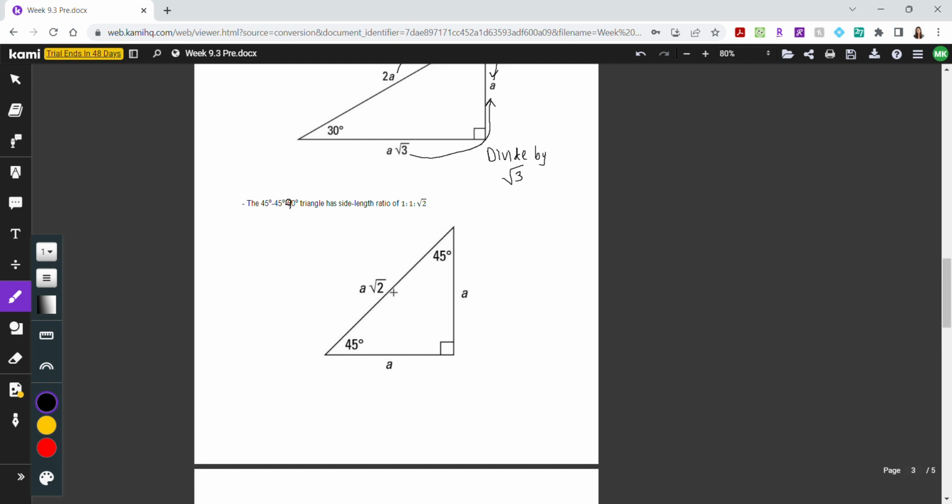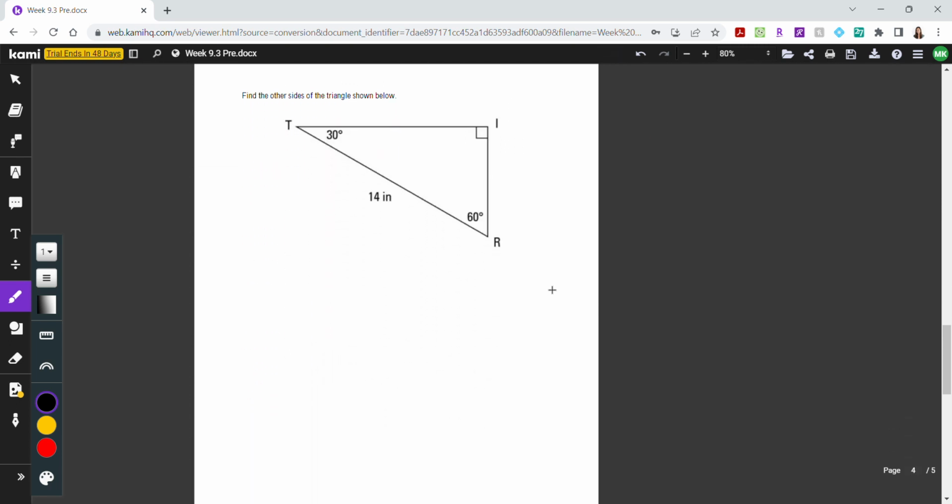Now, in order to find A given the hypotenuse, all we need to do is divide by square root 2. On the flip side, if we want to find our hypotenuse given A, all we need to do is the opposite: multiply A by square root 2. Now let's see how this is all applied so that you can use it in questions.